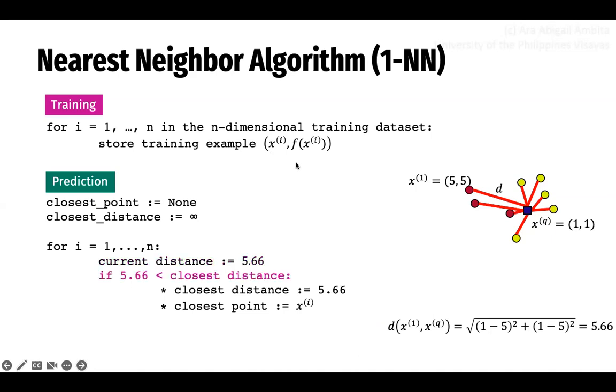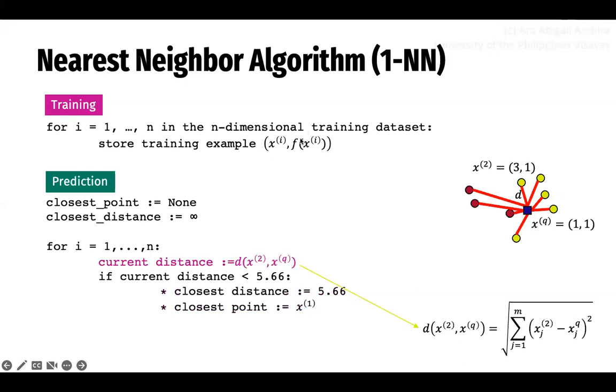And now we are going to compare it with the closest distance. So at this point, the closest distance is infinity. So since this is true, this point will now be the closest to the query point, okay? And the closest distance is 5.66. And the closest point is x sub 1, which is the first sample. And now, next point.